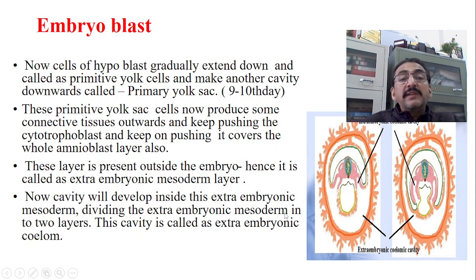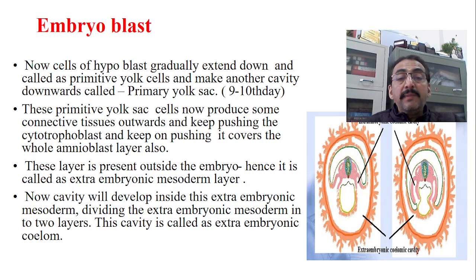So now the cells of the hypoblast gradually extend down and are called primary yolk sac cells, and make another cavity downwards, which is called the primary yolk sac, which happens on the 9th or 10th day. These primitive yolk sac cells now produce some connective tissue outwards and keep pushing the cytotrophoblast, and cover the whole amnioblast layer also. And this layer is present outside the embryo, hence it is called the extra embryonic mesoderm layer.